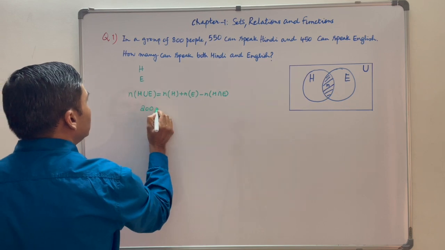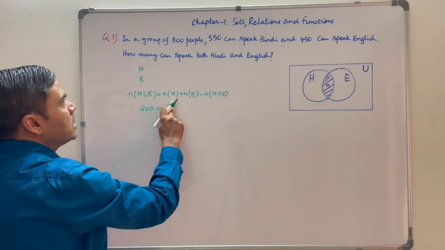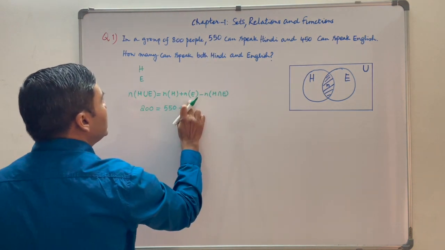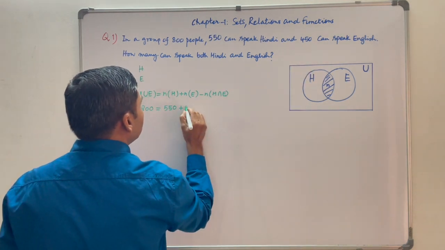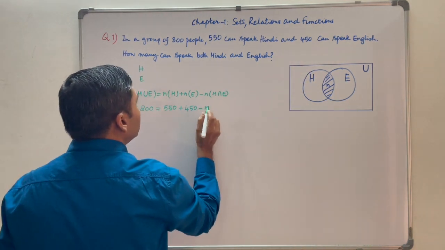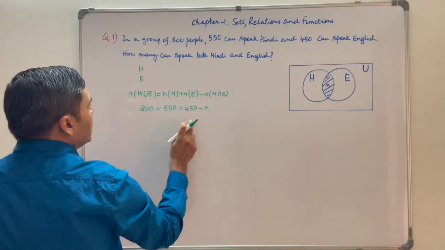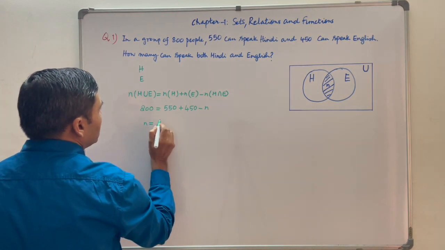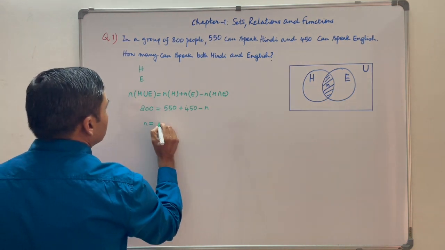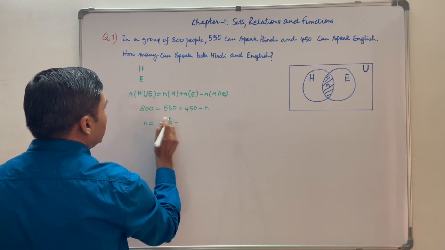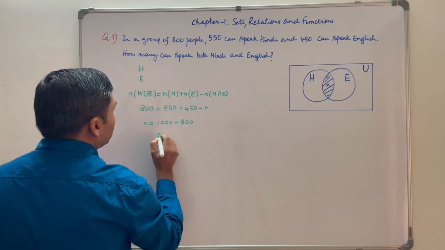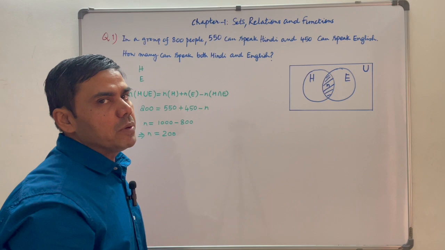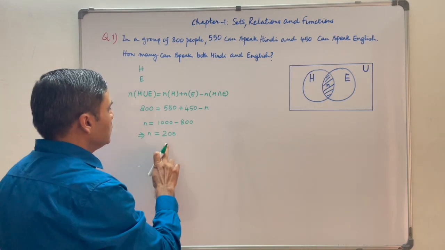So 800 is equal to n(H), number of Hindi speaking people, so we can put 550, plus number of English speaking people 450, minus n, people who speak both the languages. So we can solve this simple equation. n taken to this side will be n is equal to 550 plus 450, that will be 1000, minus 800 to this side will be minus 800. So n is equal to 200. So number of people who speak both the languages is 200.